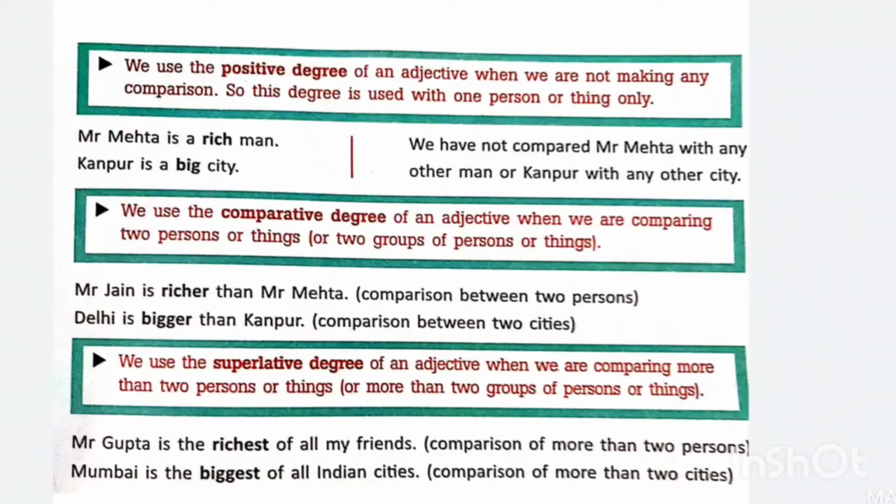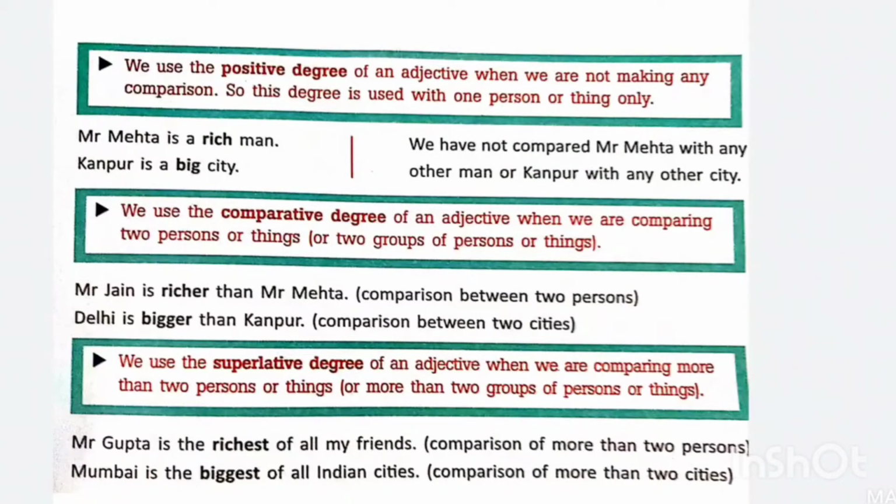Here we go about the types of degree of comparison. The first one is the positive degree. We use the positive degree of an adjective when we are not making any comparison. That means in the first example, we are not comparing Suresh with anyone. The same way, some more examples are given over here, like Mr. Mehta is a rich man. That means we are not comparing Mr. Mehta with any of them. Okay?